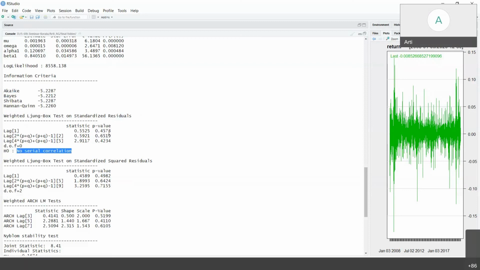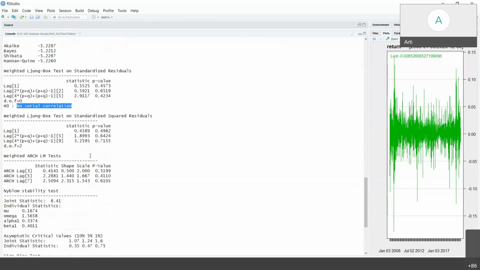Your p values are above 5%, right? So you can accept the null hypothesis. That means there is no serial correlation. Your residuals are fine; your residuals are not serially correlated. So this is the one thing you will be checking.